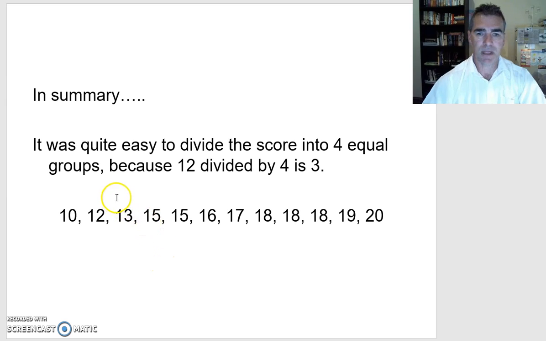All right, so that seemed to be quite easy to cut that into 4 equal parts, mainly because 12 is divisible by 4, and then we end up with 3 in each group. So the median was 16.5, Q1 was 14, and Q3 was 18.